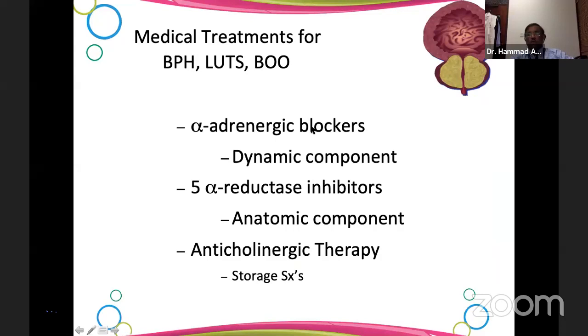Okay, so the medical management of BPH is then focused upon two types of drugs. One is called the alpha adrenergic receptor antagonists or blockers, which predominantly work on the dynamic component of obstruction, as we have just talked about. 5-alpha reductase inhibitors like finasteride and dutasteride are the ones which work on the anatomic obstruction or static obstruction.